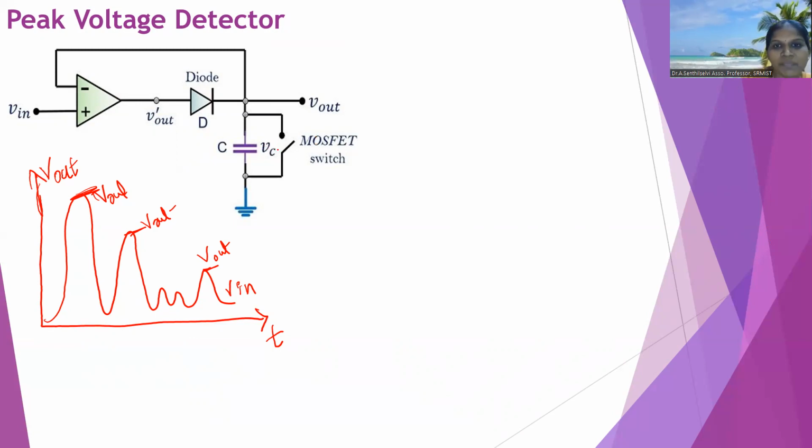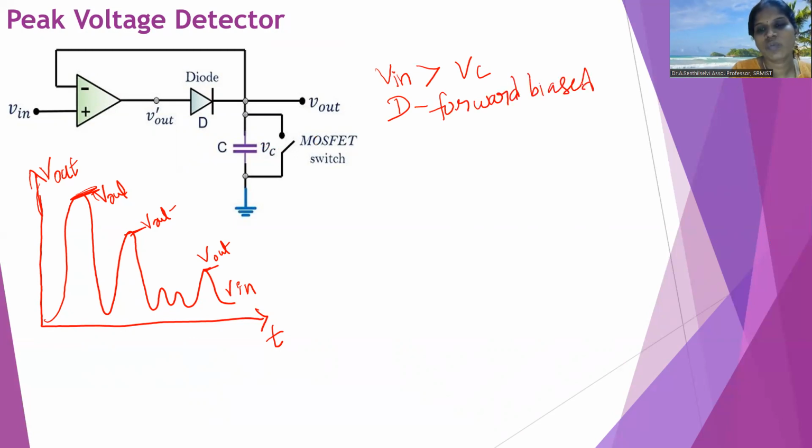So, if the V in value is greater than Vc, then the diode D is forward biased. So in this time, the circuit is acting as a voltage follower. It means that whatever input voltage we are giving, that will be delivered in the output. So if V in value is greater than Vc, at that time the diode is forward biased and acts as a voltage follower.